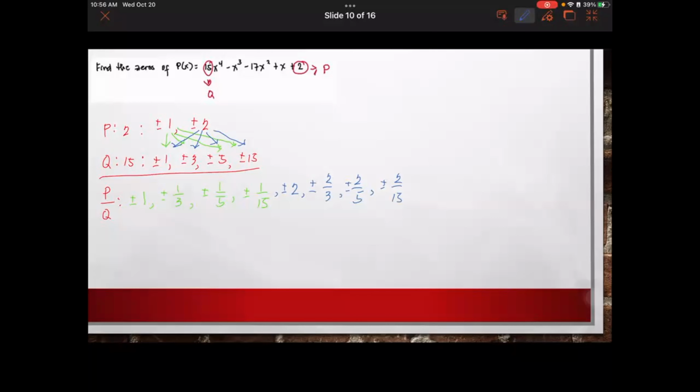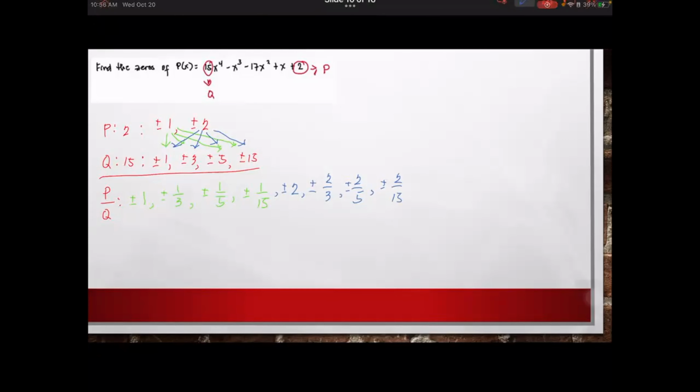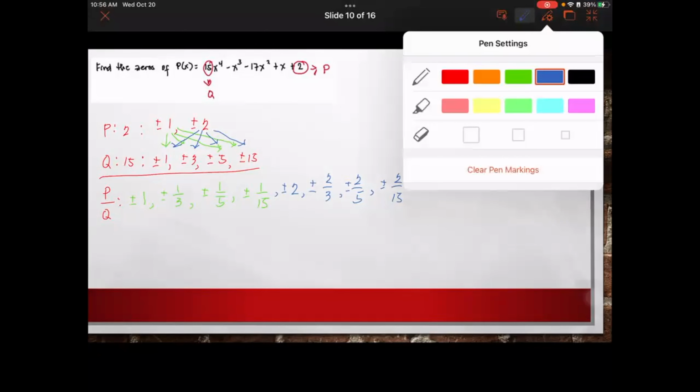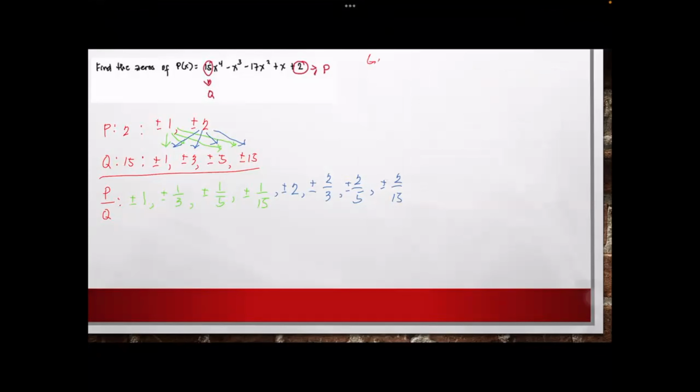Okay po. So, those are the factor. Ito yung 1, 1/3, 1 over 5, 1 over 15, 2, 2/3, 2 over 5, and 2 over 15. Ilan lahat to? 1, 2, 3, 4, 5, 6, 7, 8. 16 lahat to. Pero ang goal natin dito ay makuha ang 4 zeros. 4 zeros lang out of 16. Let's start with 1.